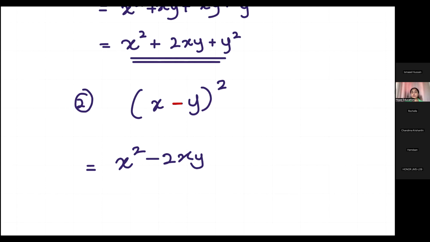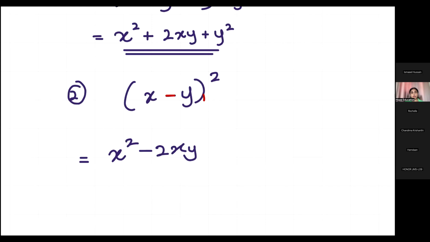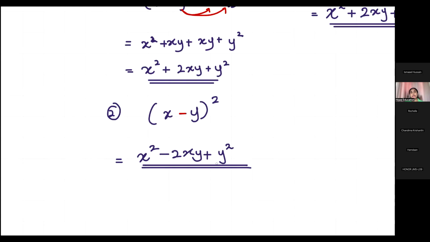Next we take the square of the second term. So y times y is y squared. Minus times minus is plus. So we get x squared minus 2xy plus y squared. Is this clear to you?